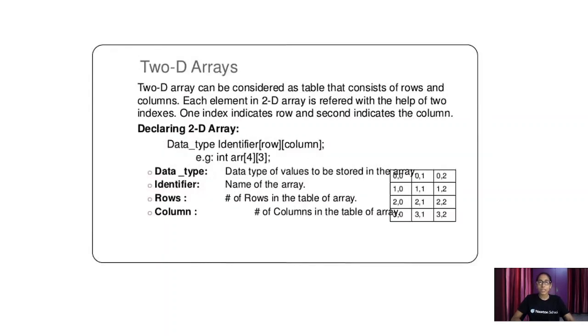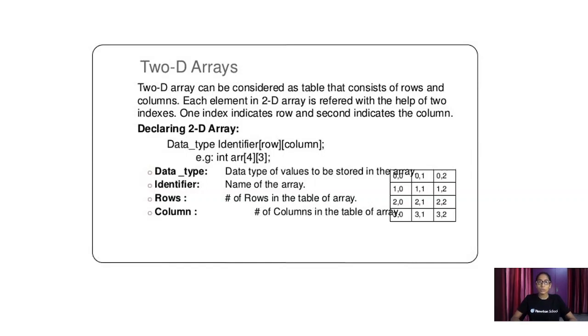Now, what are 2D arrays? A 2D array can be considered as a table that consists of rows as well as columns. Okay, 2D means two dimensional, so it needs rows as well as columns. Each element in a 2D array is referred to by two indexes. One index represents the row and the second represents the column.